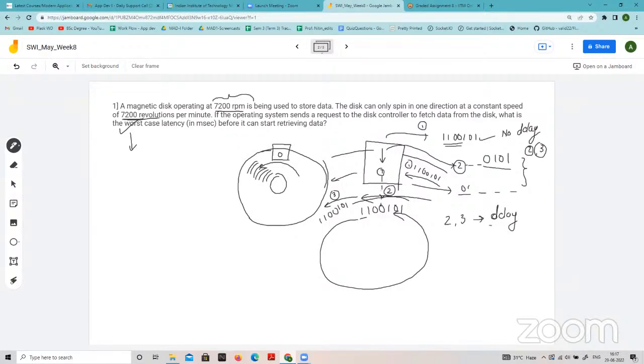So case 2 and case 3 will also add some delay to my retrieving of data. This delay in retrieving the data is actually called latency. We have not yet talked about worst case latency. I'm just talking about latency.